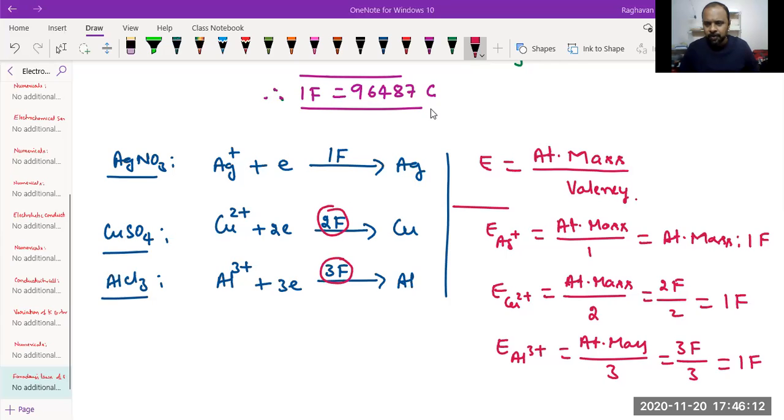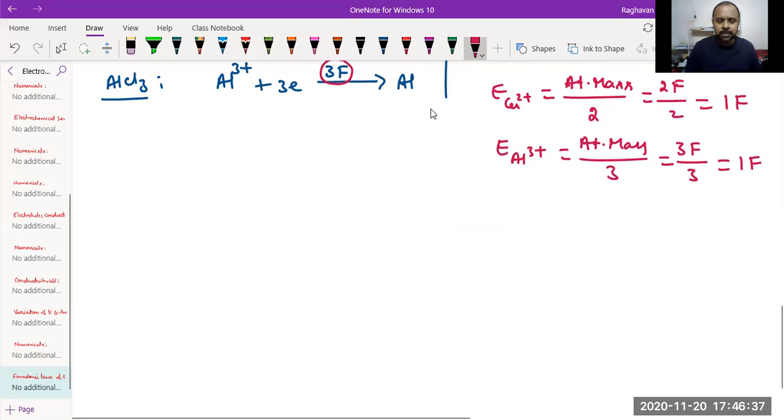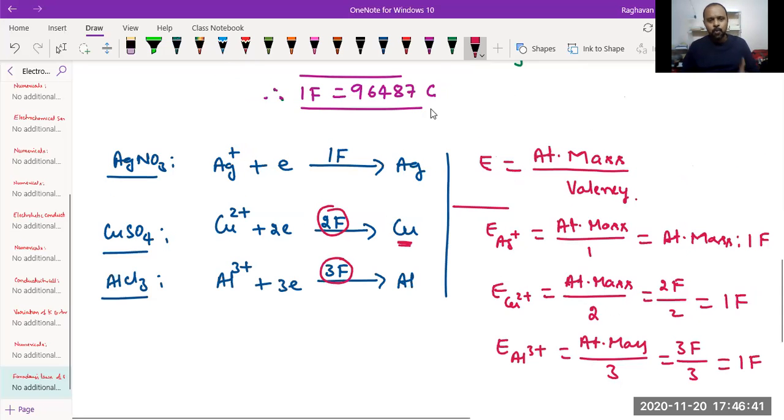Like 1 equivalent mass of silver, 1 Faraday. 1 equivalent mass of copper, 1 Faraday. 1 equivalent mass of aluminum, 1 Faraday. But here what we have written is 2 Faraday, that is for 1 mole of copper. 1 mole of copper is 1 atomic mass, which for copper is 2 times the equivalent mass. So if 2 equivalent masses are liberated by 2 Faraday, 1 equivalent mass is liberated by 1 Faraday. So what is the important significance of this Faraday constant? By passing 1 Faraday of current through any electrolyte solution, 1 equivalent mass of the substance can be discharged, displaced, liberated. That is the important significance of this Faraday's constant.